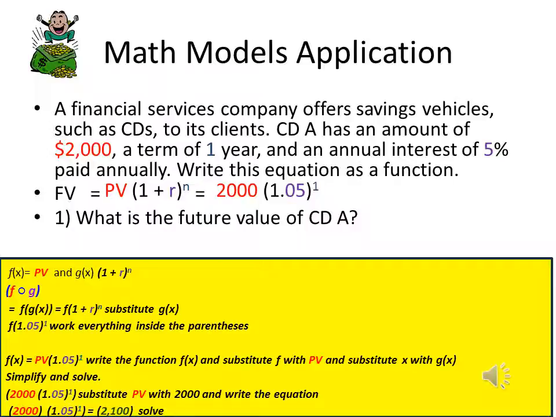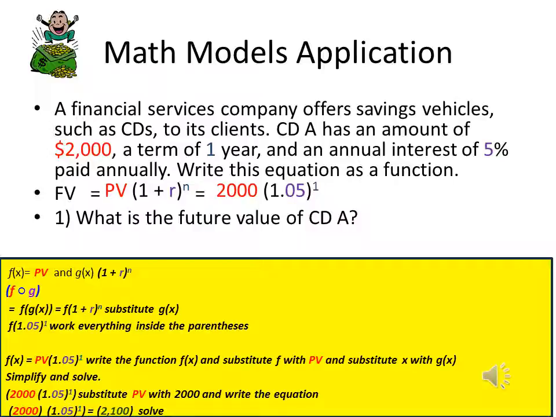Now the way we would set this problem up is we would substitute x with g of x. And our problem would read more like f times 1 plus r, and after we work everything inside the parentheses, our answer will be f times 1.05.